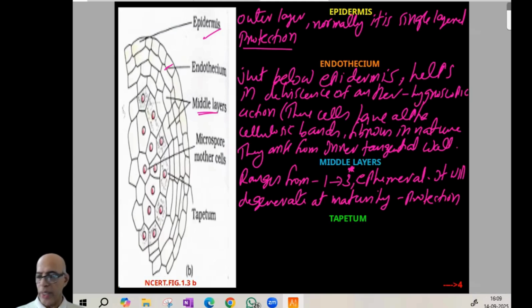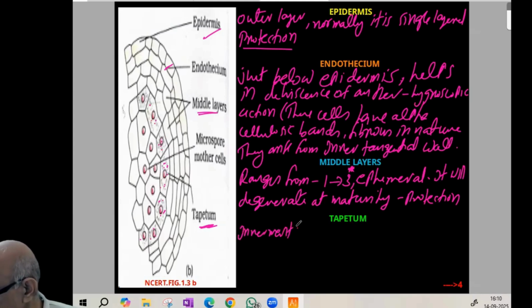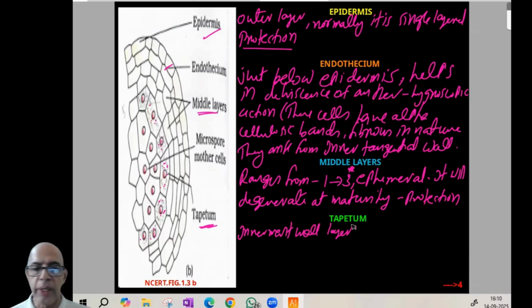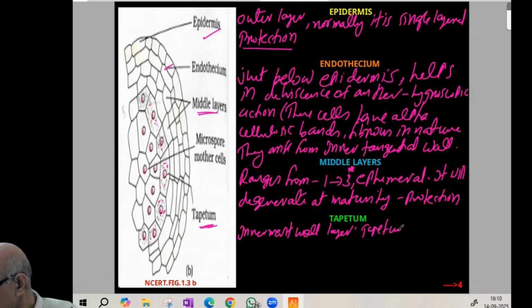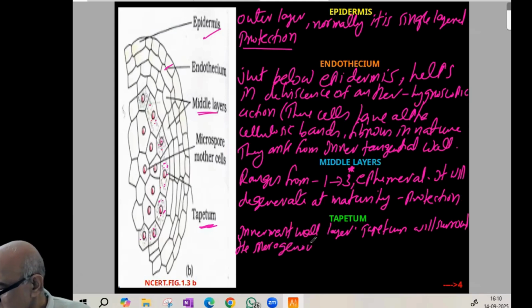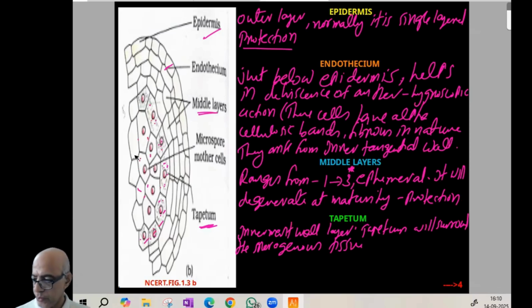Now comes the innermost wall layer, that is tapetum. Here we can find tapetal cells, the innermost wall layer, tapetum. That's important. Inside the tapetal layer, the tapetum will surround the sporogenous tissue. See this one, these are the sporogenous tissue. So this is the tapetal layer. I think it is clear.